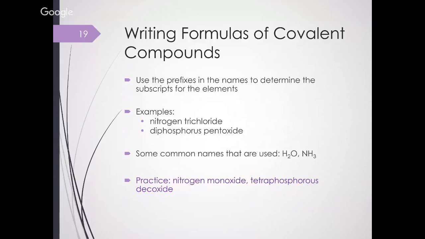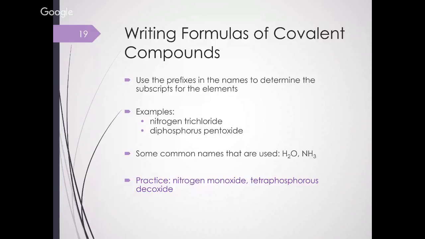So for example, nitrogen trichloride. N is nitrogen. Chloride is chlorine. There's 3 chlorines, so it would be NCl3. Diphosphorus pentoxide. Di means 2. Phosphorus is a capital letter P. Oxide means oxygen. Pent means 5. So this would be P2O5.